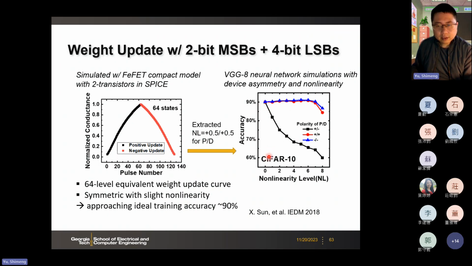Here you see that the training accuracy is very sensitive to the nonlinearity and the symmetry of the conductance versus the training pulse. With this kind of 6-bit equivalent weight for the CIFAR-10 data set, we can achieve 90% accuracy. This is pretty good for this one FeFET plus 2 transistor solution to represent a 6-bit weight.